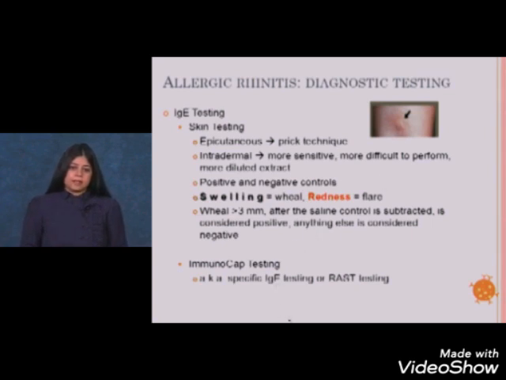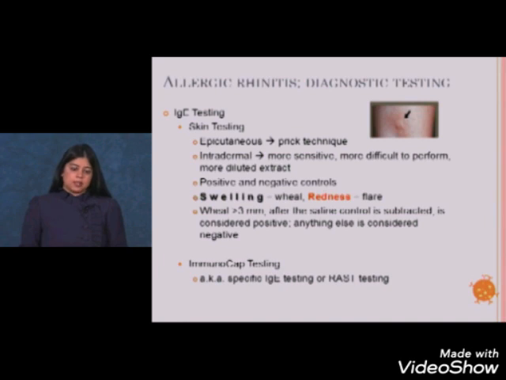Now, immunocap testing is a newer term that we use. RAST testing is the older, archaic term. It's a more sensitive in vitro assay that picks up allergic antibodies, and it's also known as specific IgE testing. For the purposes of environmental allergies, skin prick testing is more sensitive, and so is the one that we tend to use the most.